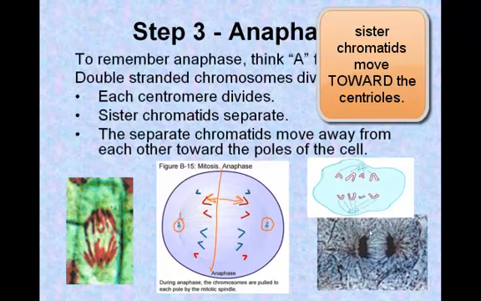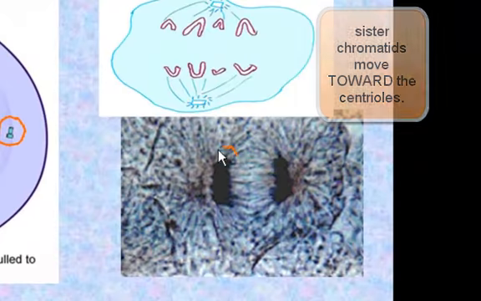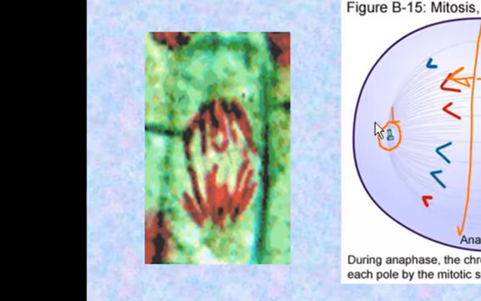So in the animal cell, you can see really clearly that you have a group over here and a group over here, but they're not a nucleus yet. So that's anaphase because they're pulling apart. And for the plant cell over here, you can definitely see there's a division in the middle here. They're pulling apart.